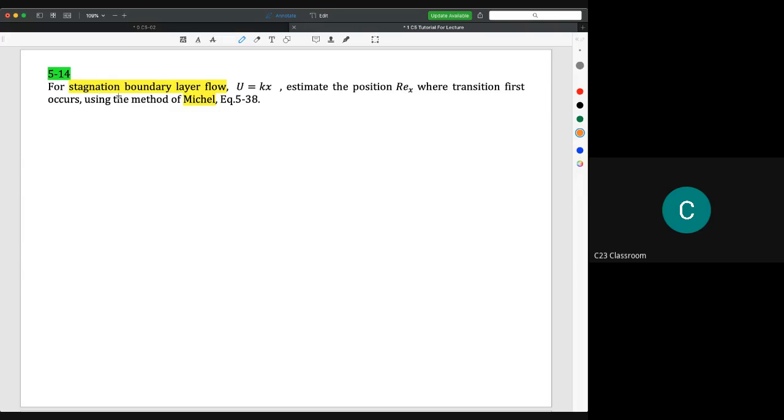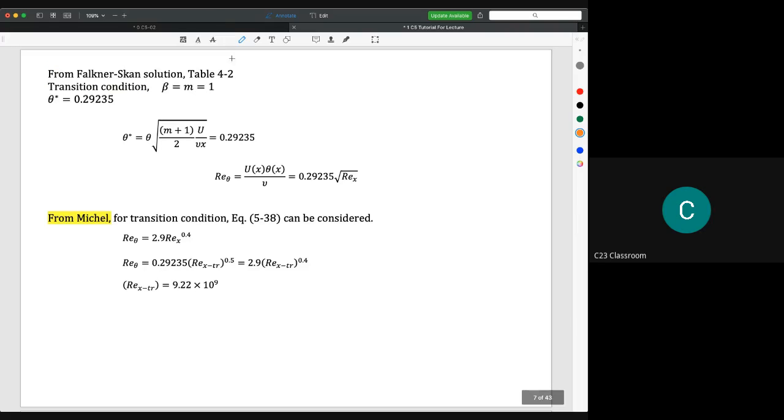So let's start back. We are using the stagnation boundary layer. We assume that the velocity is u equal kx. You could imagine the stagnation boundary layer, beta is equal to 1. Then we need to predict where transition first occurs using the method of Michel, as written in our textbook, equation 5.38. Let's start from a table. I don't need to show you this table again; you could refer to table 4.2. You will find that beta is equal to 1, and then you can calculate that m is also equal to 1.